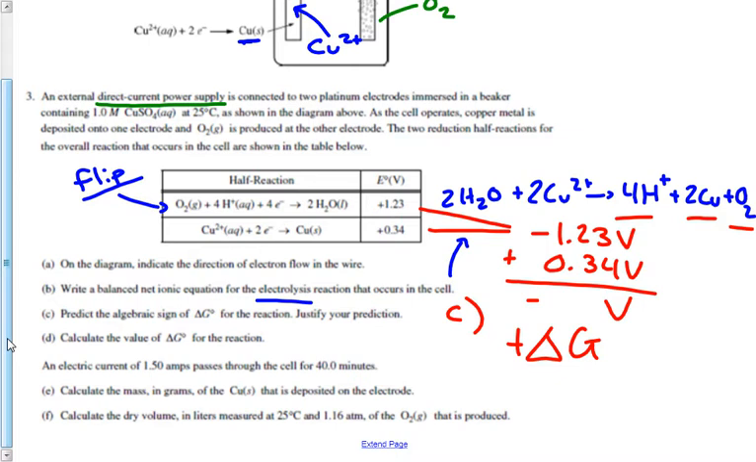I will say what they have. The sign of change in G would be positive because the reaction is not spontaneous. That's all they wrote. Because it has a negative voltage, done. There you go.